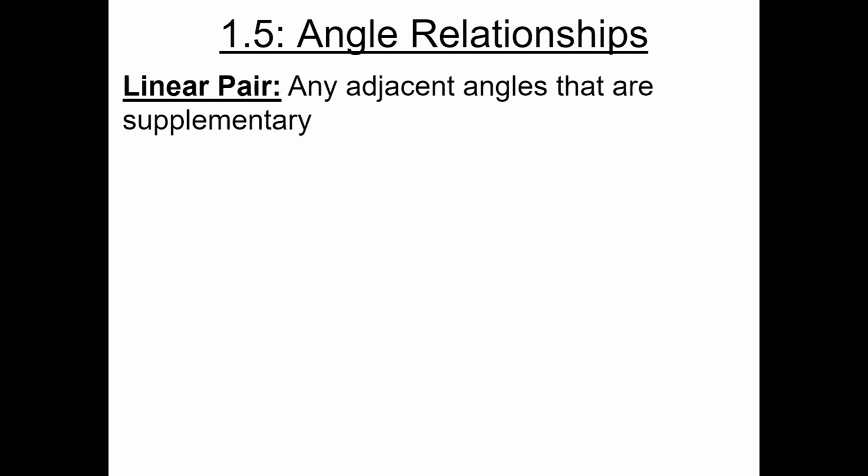Lastly, we have linear pairs. So there's definitely going to be some overlapping here. These are any adjacent angles that happen to be supplementary. Using a picture we just saw a second ago, the same one here, angle 1 and angle 2, those are a linear pair because they're adjacent to each other and they're supplementary. It just so happens that they form a line, hence the name linear pair. That's all you need to know about angle pairs.